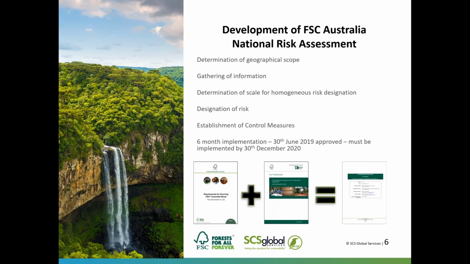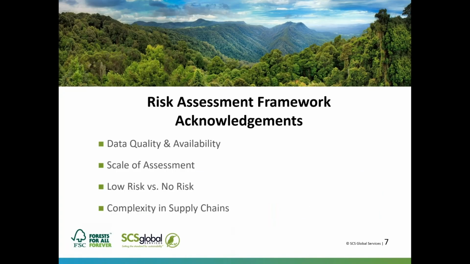I'll just pop onto the next slide. Again, there's a risk assessment framework acknowledgement. It is at a national scale, and there may be nuances or more granular information available from certificate holders or landowners, and these must be communicated in your due diligence system. So the framework acknowledges this. It's built on the best management practices or best available information in terms of data quality and availability. The scale of the assessment is at state or national scale, down to regional forest types, etc.